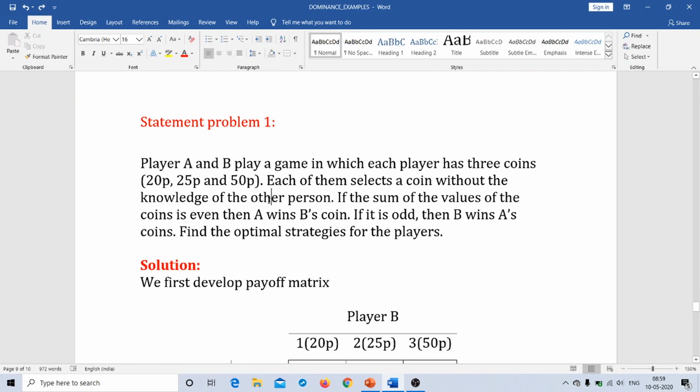So look at this particular problem statement. Player A and B play a game in which each player has 3 coins, 20 paisa, 25 paisa and 50 paisa. Each of them selects a coin without the knowledge of the other person. If the sum of the values of the coin is even, then A wins B's coin. If it is odd, then B wins A's coin. Find the optimal strategy for the players.